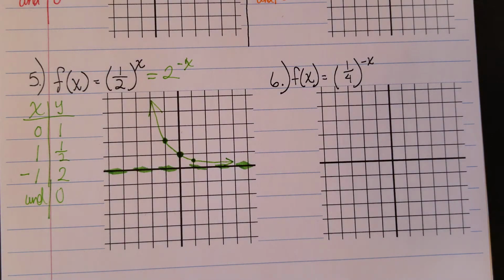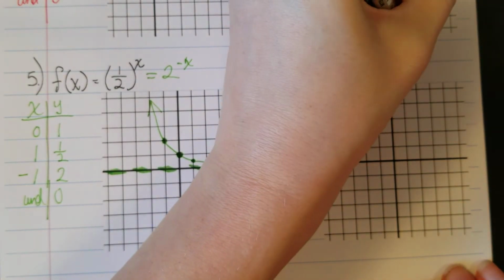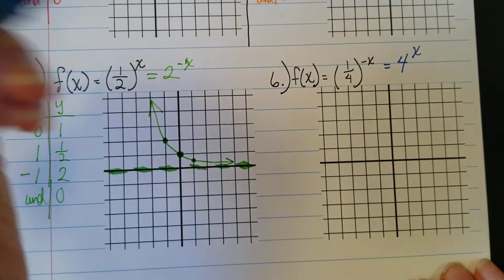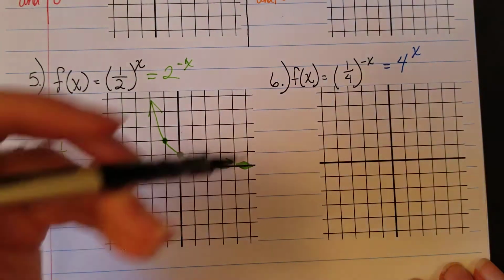There's your graph. Number 6, 1/4 to the power of -x. That is the same thing as just 4 to the x. So that's definitely easier to work with.